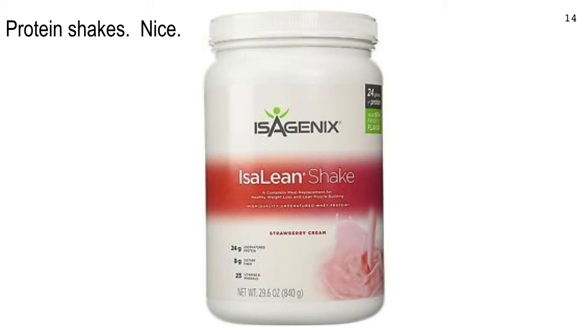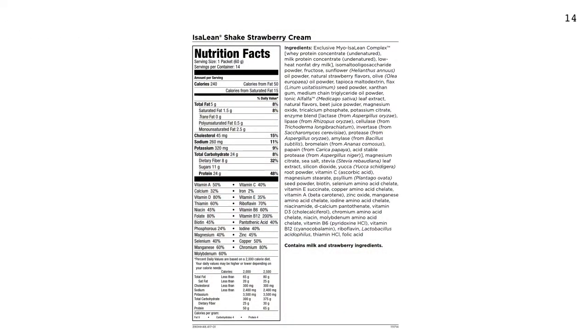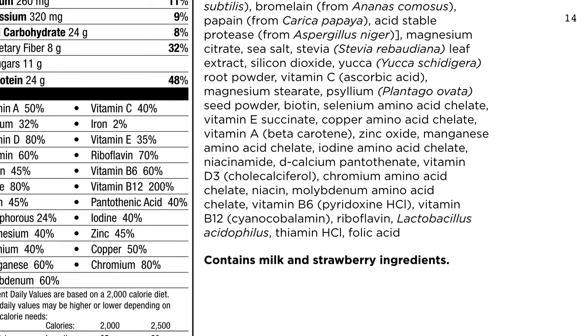Protein shakes. This is strawberry, what is this? Strawberry cream, nice, very nice. A lot of healthy nutrition facts in there, a lot of ingredients. Let's take a look at these ingredients. Let me focus in on it. Let me enlarge it a little bit. Look at that. Oh yeah, nice. Vitamin B12, okay, good, vitamins. Beta carotene, vitamin A, sea salt, Aspergillus niger, what is that?